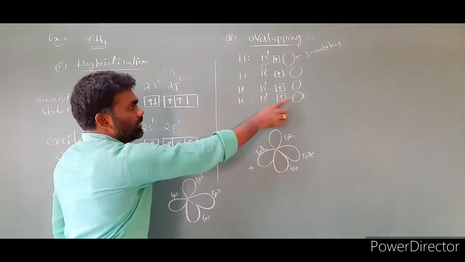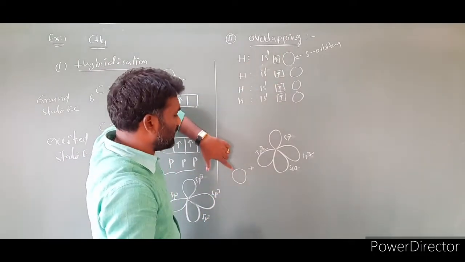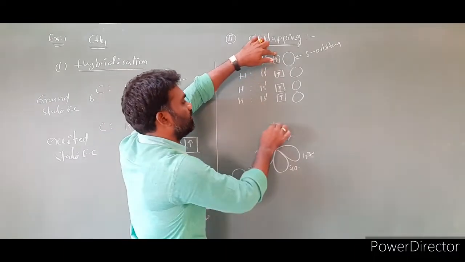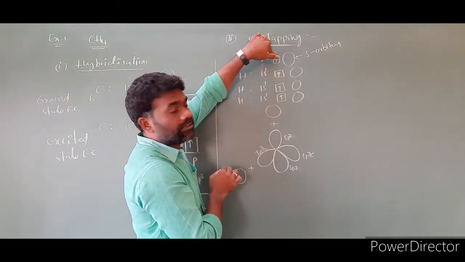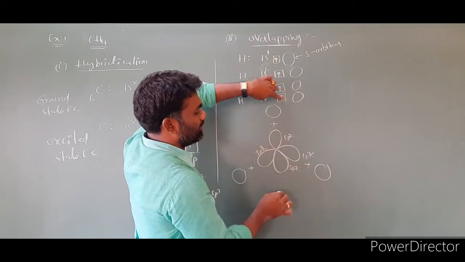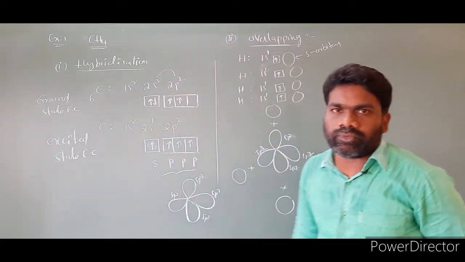Then we have to place the hydrogens. This is the s orbital from one hydrogen, then we take a second s orbital, a third s orbital here, and a fourth s orbital here. So I took the s orbitals. Then what do we have to do?